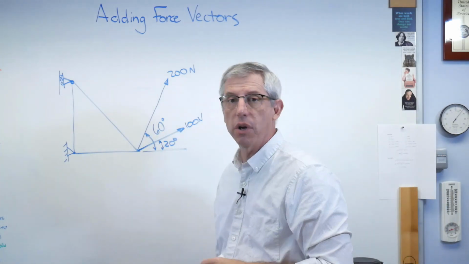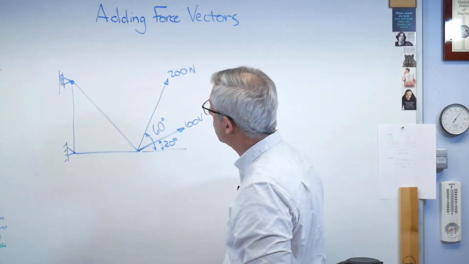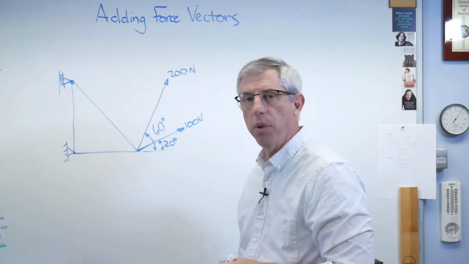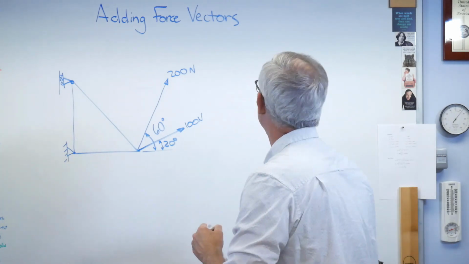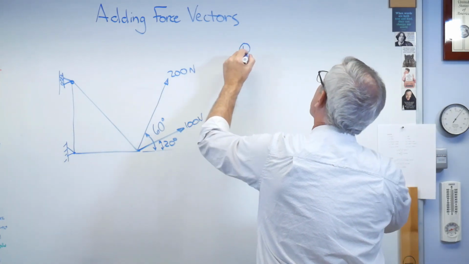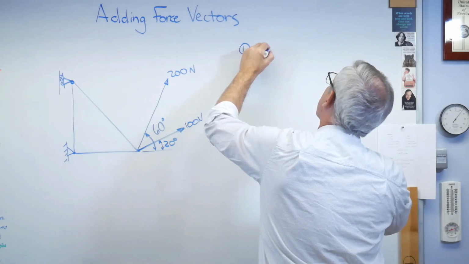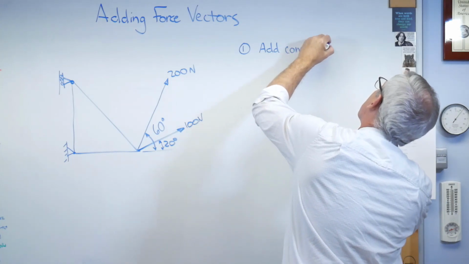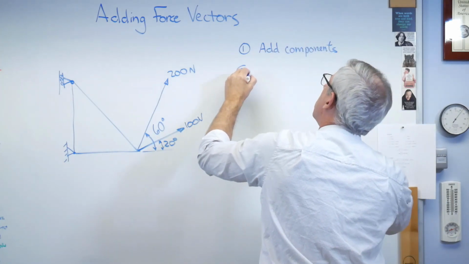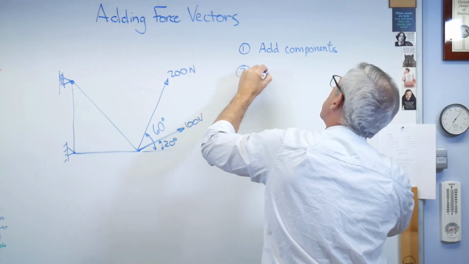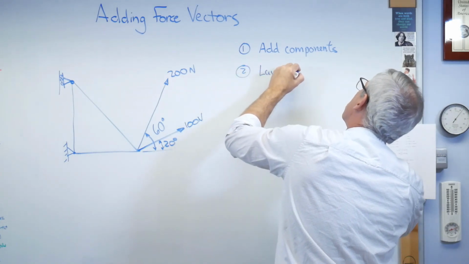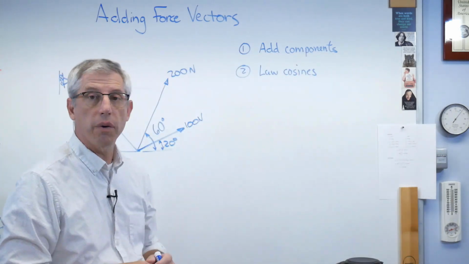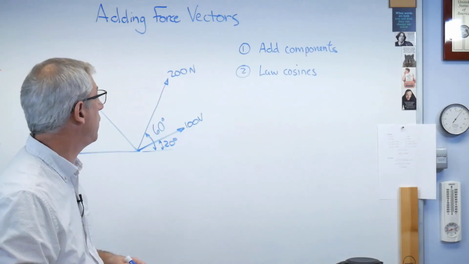Now, in order to figure out what's going on, we've got to resolve these two forces into a single one. Well, there's a couple of ways to do this. Possibility number one is to just add the components. And number two is to start doing some trig. Basically, it's called the law of cosines is what we'll use here. Use the law of cosines, see how that works. They both give you the same answer. They both work just fine.